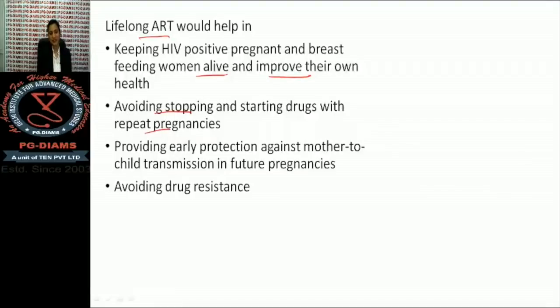Avoid stopping and starting. Since she is in the reproductive age group, she is definitely going to conceive again. So you don't want to be stopping and starting again. This will increase drug resistance. So in reproductive age women, once we start ART, we are going to continue ART lifelong, providing early protection against mother to child transmission. In the next pregnancies, the protection to the fetus will be more and earlier, and drug resistance by stopping and starting the drug will be avoided.